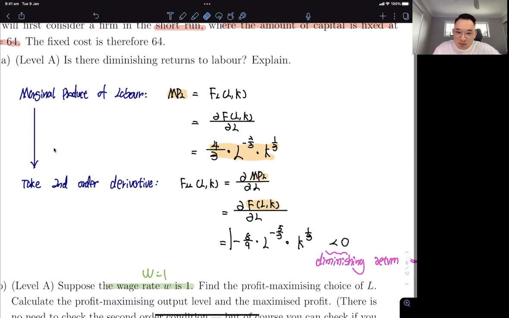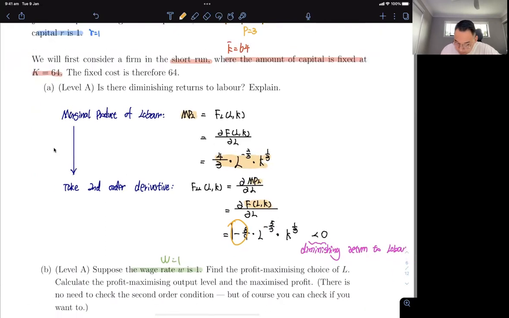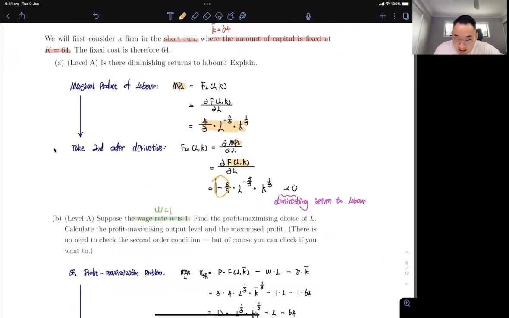This can be easily derived. It is simply minus 4/9 times L to the power of minus 5/3 times K to the power of 1/3. Because L and K are positive numbers and there is a minus sign in front, we know F_LL is smaller than 0. If the own effect is smaller than 0, then there is diminishing return to labor.